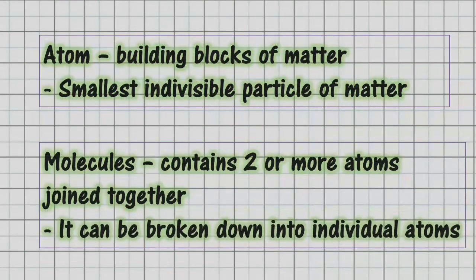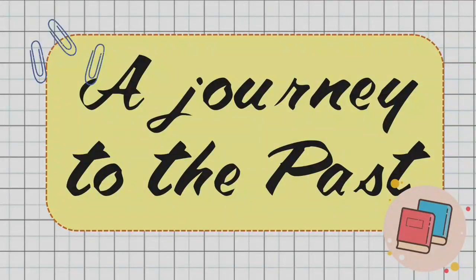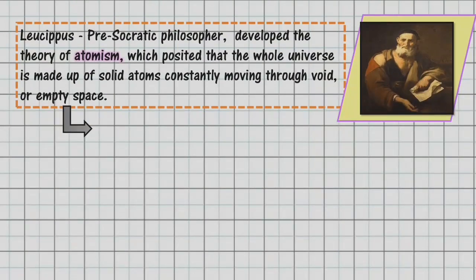While molecules, on the other hand, contain two or more atoms that join together. It can be broken down into individual atoms. Example, the molecules of water. Another one, we have ozone. Ozone, or molecules of ozone, is a combination of two atoms of oxygen and a single atom of oxygen. As we continue the lesson, let us go back in time to when the atom was discovered.